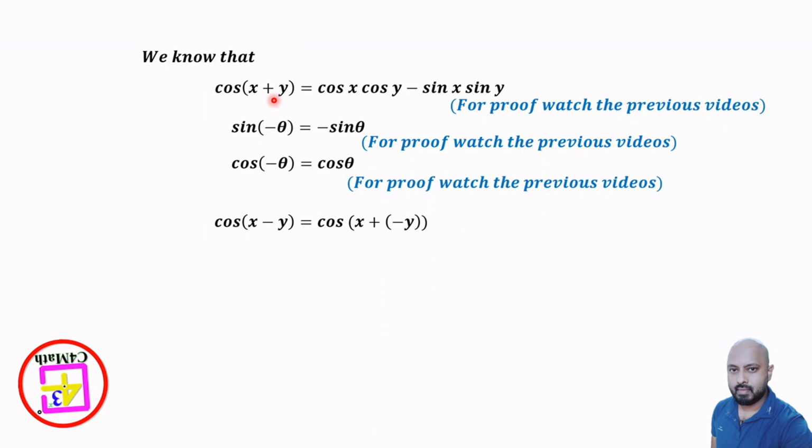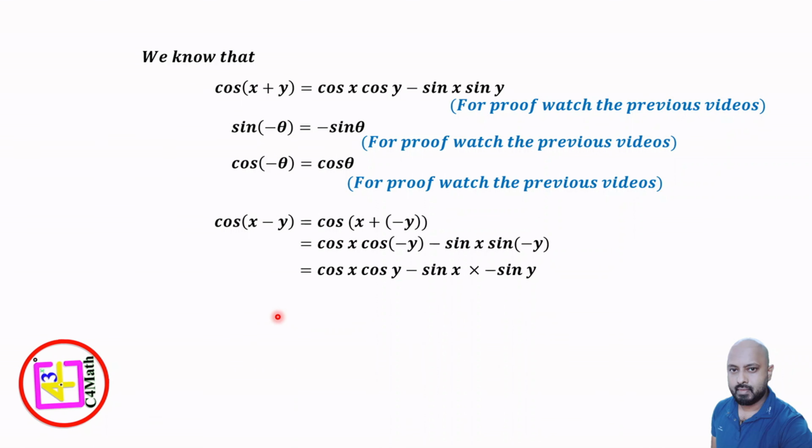Now we can apply the cos(x+y) formula here. Then we will get cos x cos(-y) minus sin x sin(-y). Now we know cos(-θ) is cos θ, which means cos(-y) is cos y. For the other part, sin(-θ) is -sin θ, so instead of sin(-y), we can write -sin y. So we have cos x cos y minus sin x times negative sin y.